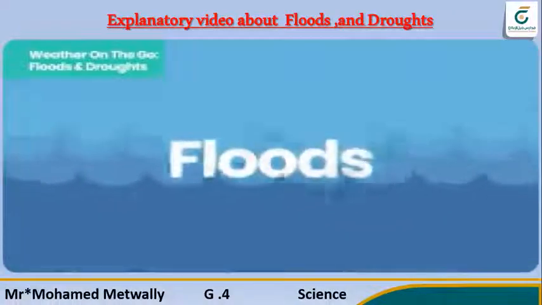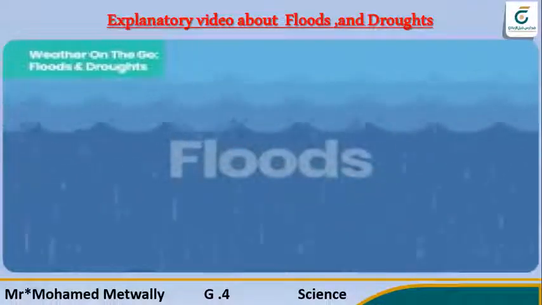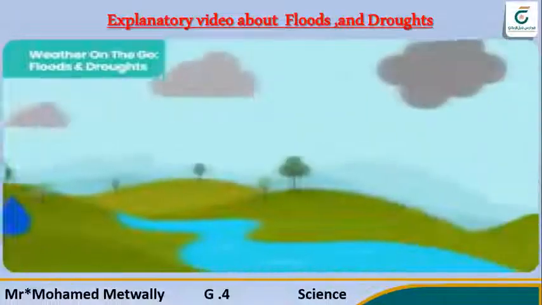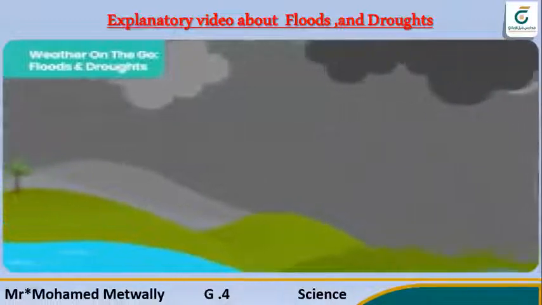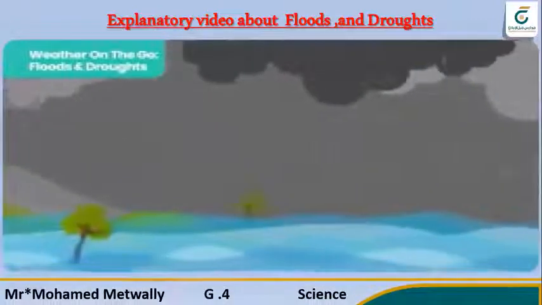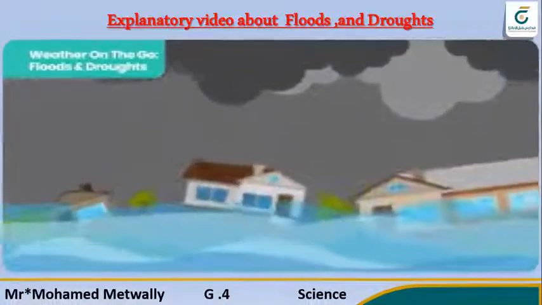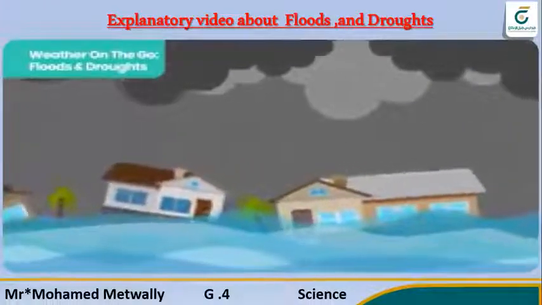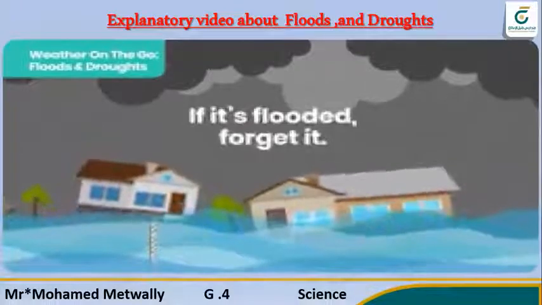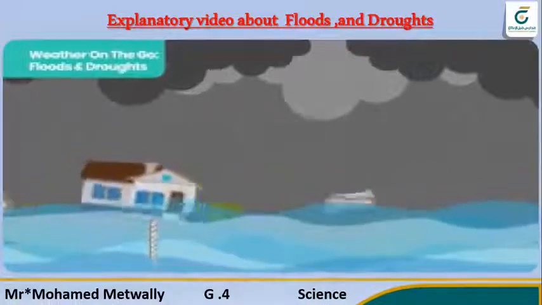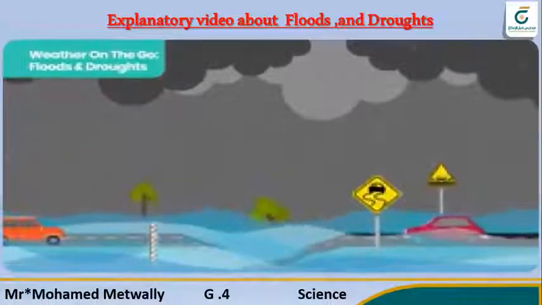Floods happen in opposite conditions, when there is lots and lots of rain. So much that water escapes the creeks and rivers and spreads into usually dry areas. Floods can be dangerous, especially when they happen quickly. There's a common saying here in Australia: if it's flooded, forget it. This is used to warn people not to drive through water on the road.